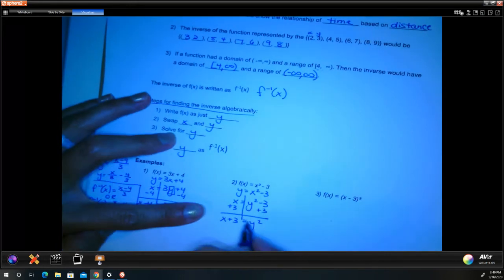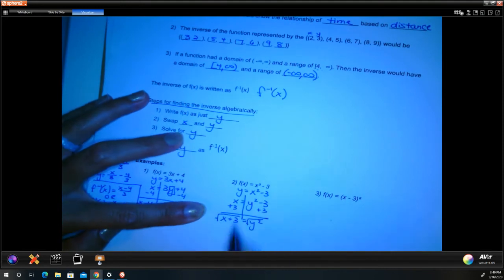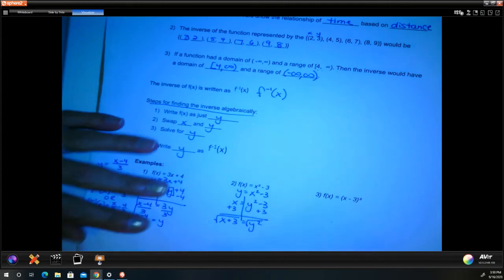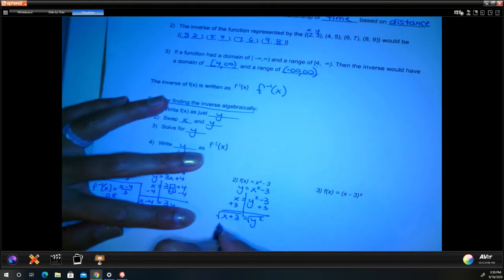To undo a square, we're going to square root. And remember, squared could give you 2 things. Negative 3 squared is 9. Positive 3 squared is 9. So whenever we square root, we need to write this as plus minus square root of x plus 3.